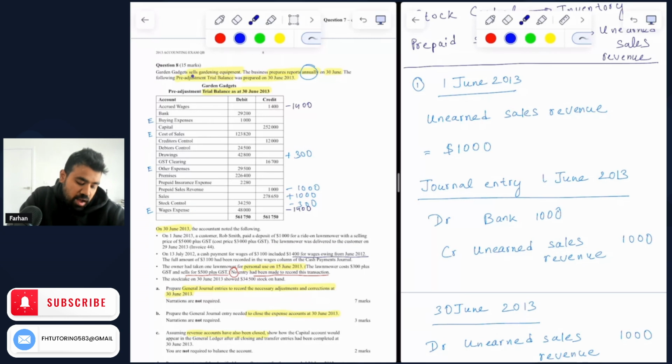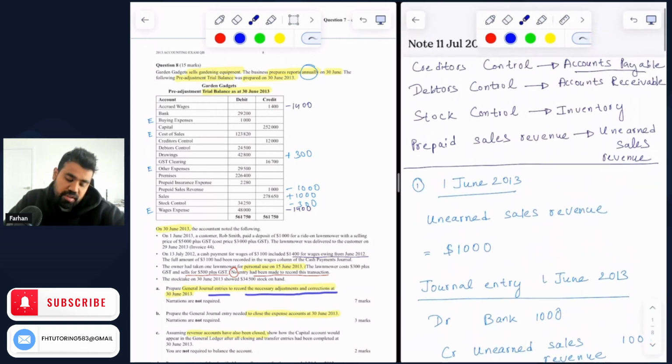Garden Gadget sells gardening equipment. The business prepares reports annually on 30 June. The following pre-adjusted trial balance was prepared on 30 June 2013. So we are given the pre-adjusted trial balance, and we're also given some additional information which we need to incorporate in our workings and prepare the journal entries to record whatever necessary adjustments and corrections are required.